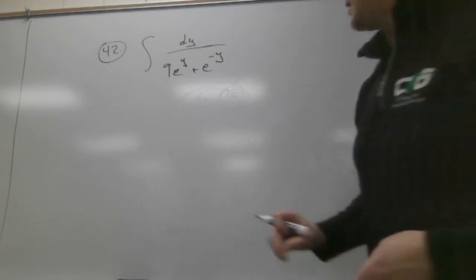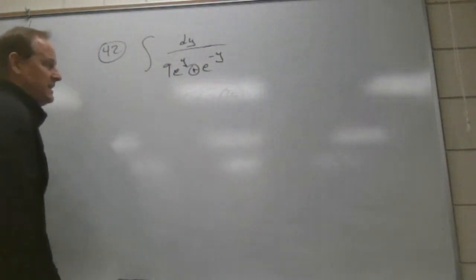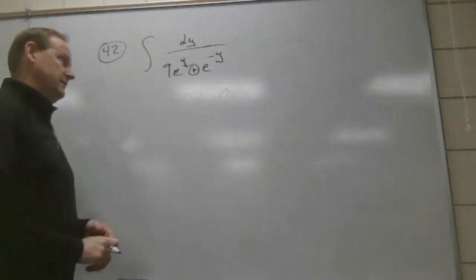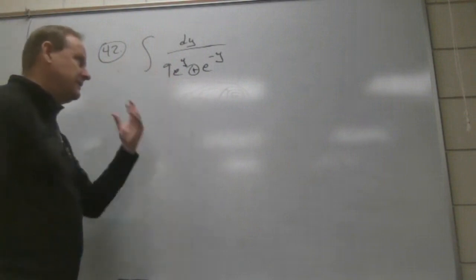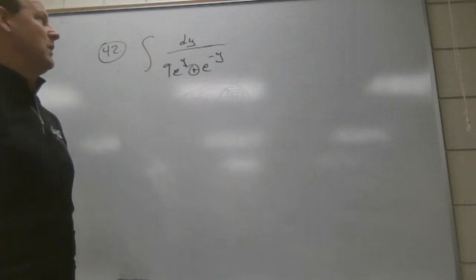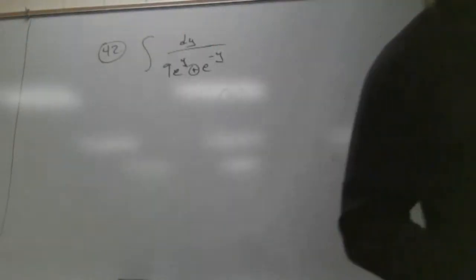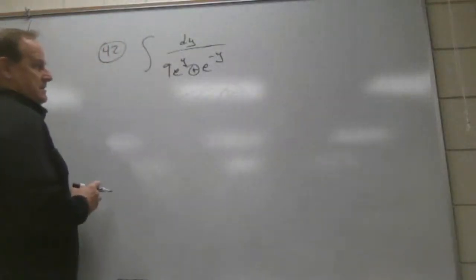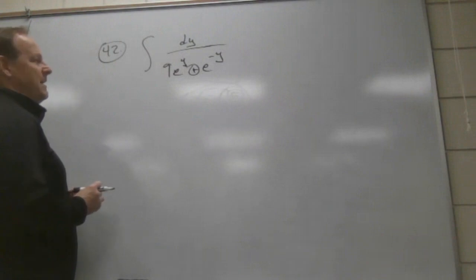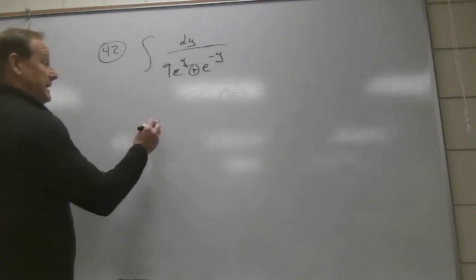I don't see that. So you can't move the e to the minus y up to the top because you have a plus sign there. So you can't do that. We could let u equal e to the y, but then du equals e to the y dy, and that doesn't get rid of anything up there. What I might be able to do is factor something out. We need to try and make it look like an antiderivative that we have.